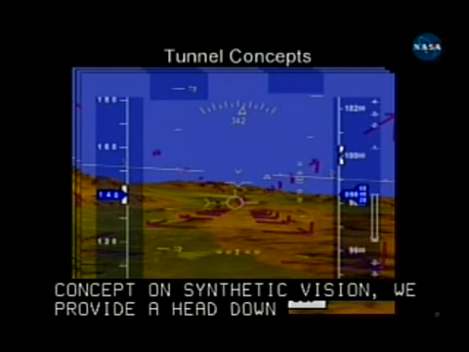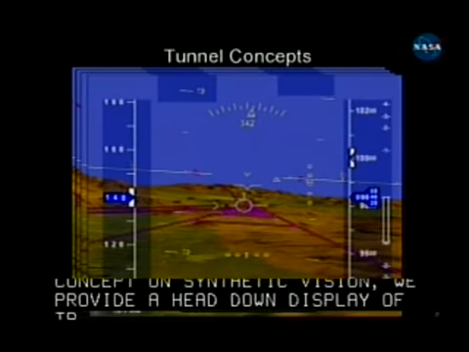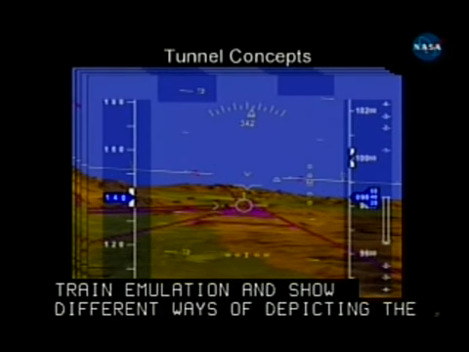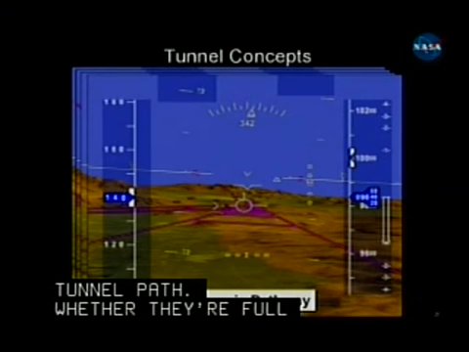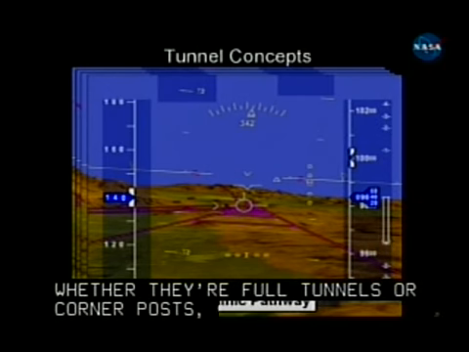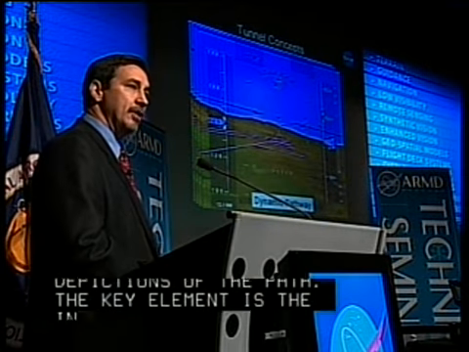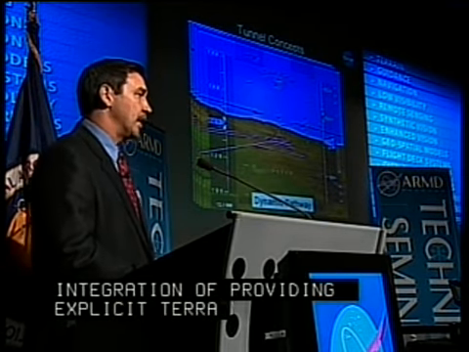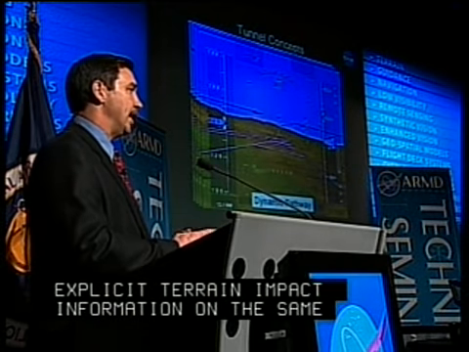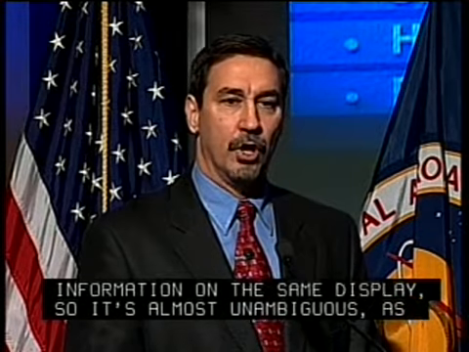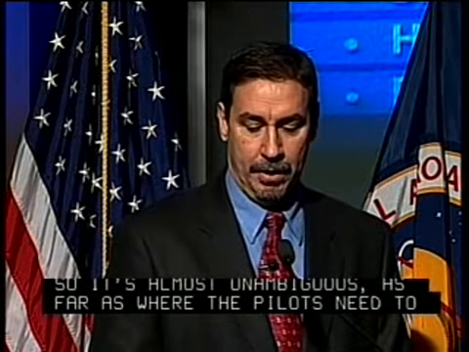And there have been many ways that we've researched, whether they're full tunnels, whether they're just little corner posts of the tunnel, or whether they're more dynamic depictions of the path. But the key element, again, is the integration of providing explicit terrain and path information on the same display, so it's almost unambiguous as far as where the pilots need to fly with respect to the terrain and the obstacles, so they're aware at all times of that information.